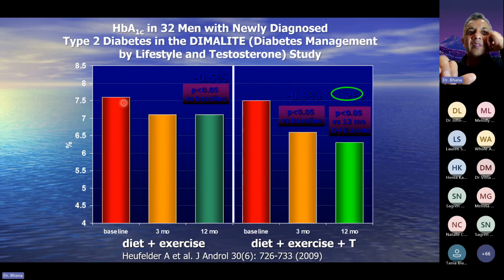Well, HbA1c comes down. We know diet and exercise helps HbA1c. Well, if you do diet, exercise, and testosterone, the HbA1c drops even more. By how much? Over 1.2%. Remember, to register a drug for diabetes, you need to demonstrate that the HbA1c drops by 0.7%.